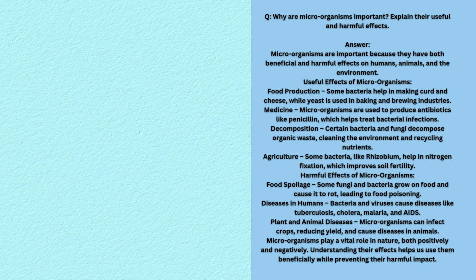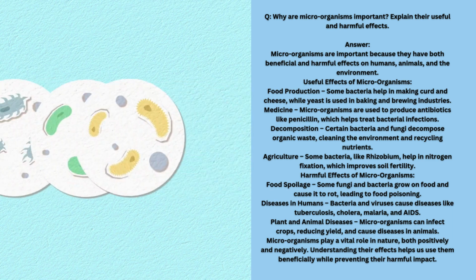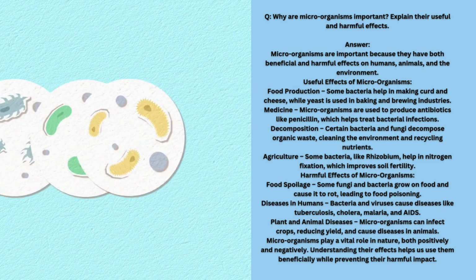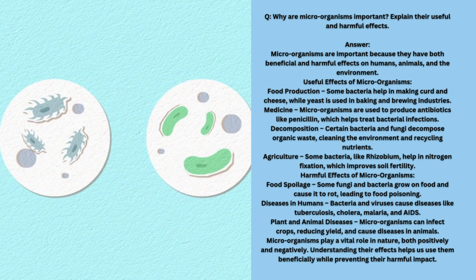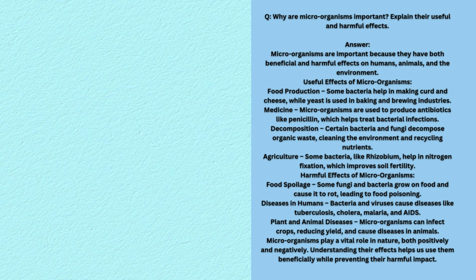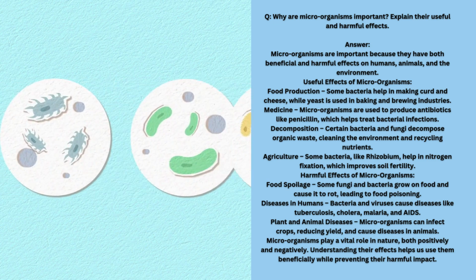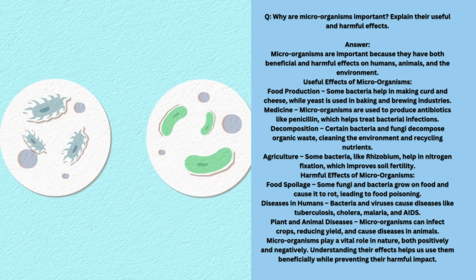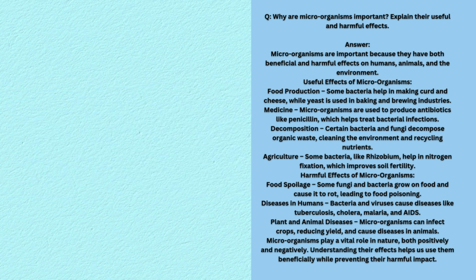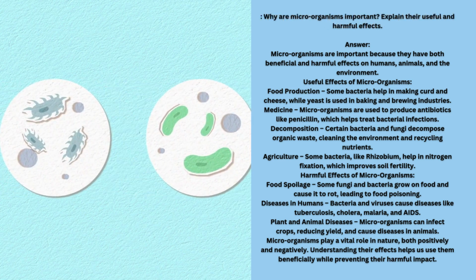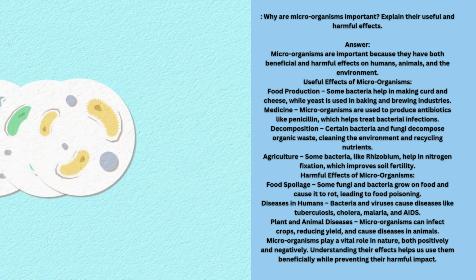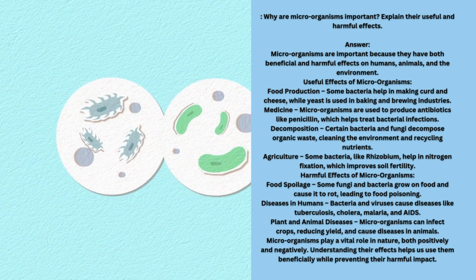First, we'll talk about the useful effects of microorganisms. They help in food production, the medicine sector, decomposition, and agriculture. So they are quite beneficial for us. But when we talk about the harmful effects, they spoil the food and cause diseases in humans, plants, and animals. Still, they play a vital role in nature, both positive and negative. So understanding their effects helps us use them beneficially while preventing their harmful effects.